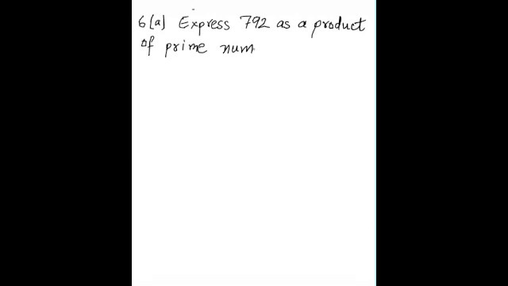So sixth question, A part says: express 792 as a product of prime numbers in index form.